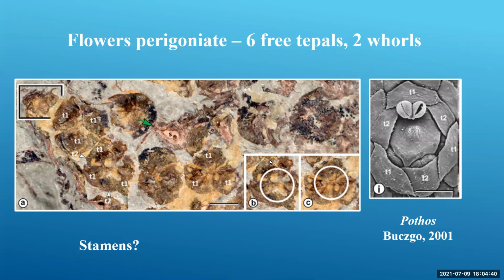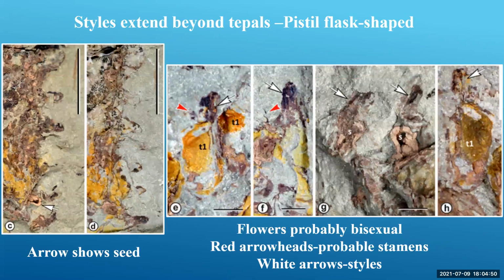In the white circles in B and C, we have some scars left over from places where maybe the stamens have fallen off. But I think I have better evidence in the next slide. Okay, on the left-hand side, C and D are, again, mirror images, but this shows the flask shape of the pistil. So the pistil is a flask shape, and same one on this side here. The arrow points to a seed.